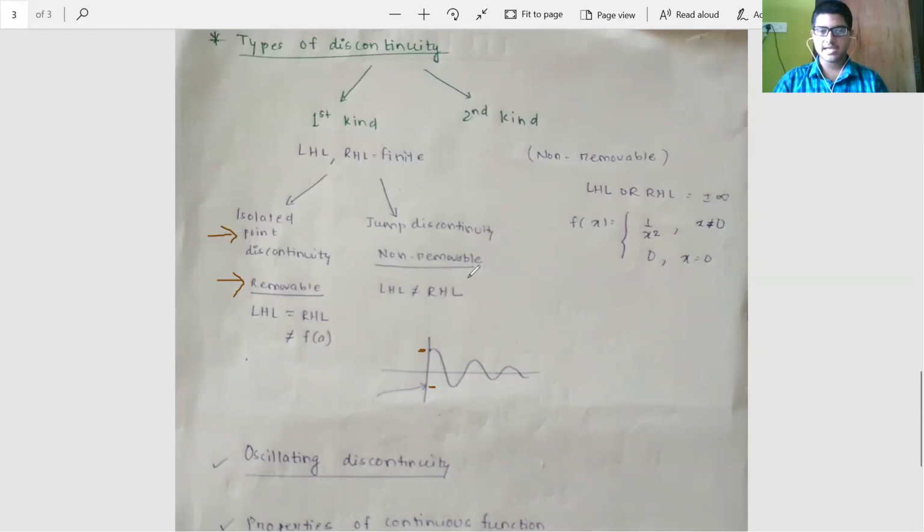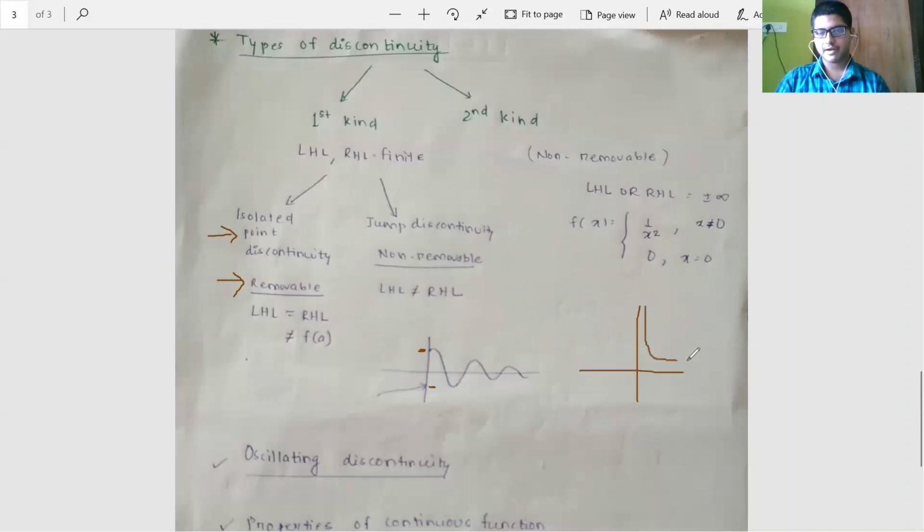How can we say it is non-removable and removable? Let me cover the second kind, then I will come to non-removable and removable. Another one is the second kind. Second kind is non-removable. I think it has no special name as such. Still, the thing is LHL or RHL is equal to plus or minus infinity, such as f of x equal to 1 by x square.